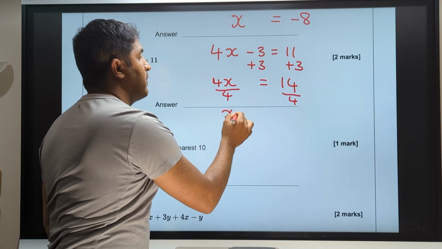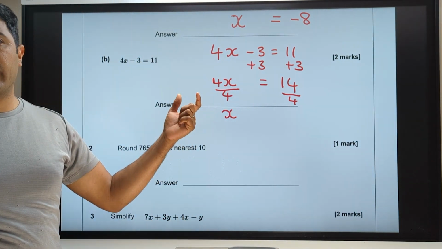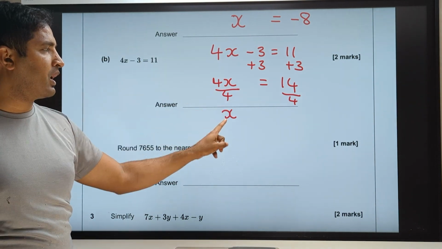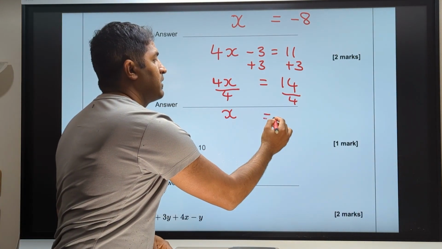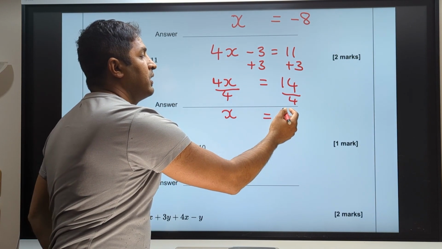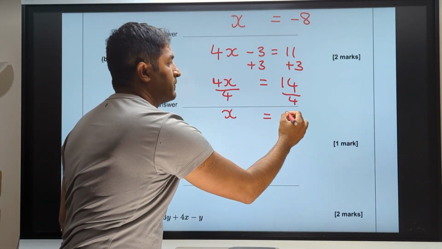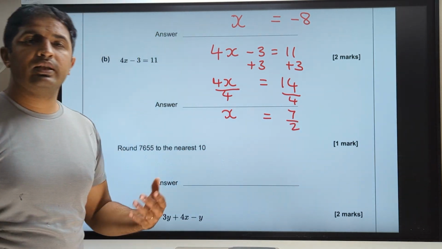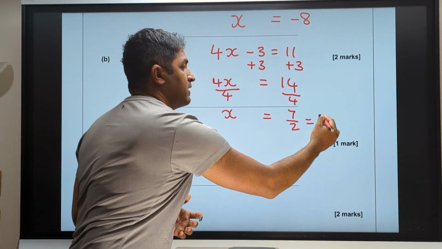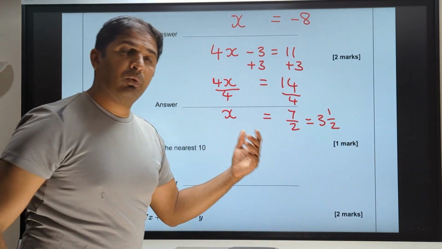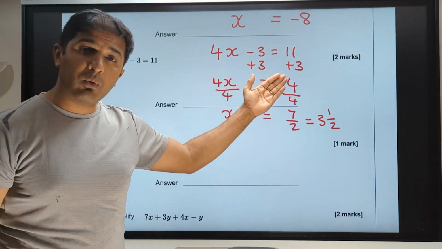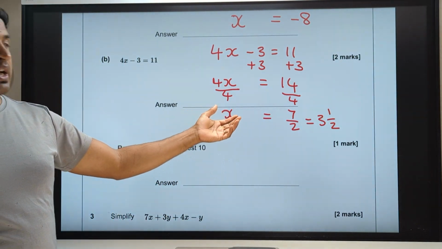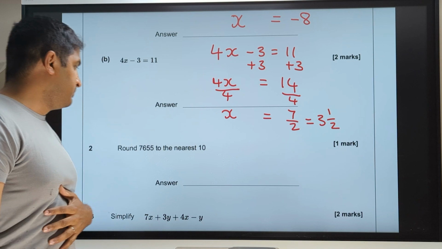4x divided by 4 only gives you 1x. Having 4 lots of something and splitting it into 4 equal parts, you get one of those. That's equal to 14 divided by 4, which gives you 3.5. Or you can simplify the fraction and get 7 over 2, which is the same as 3.5. Using a calculator, 14 divided by 4 gives you 3.5. But if you're not using a calculator, this is what we can do.